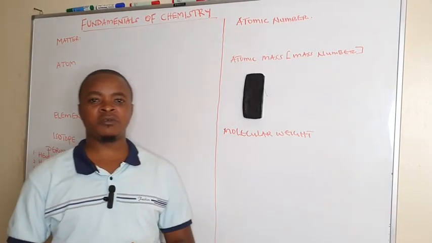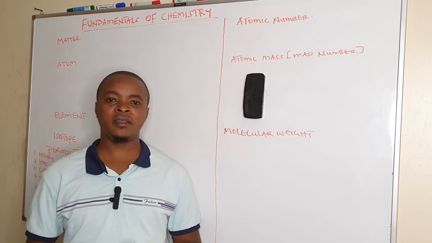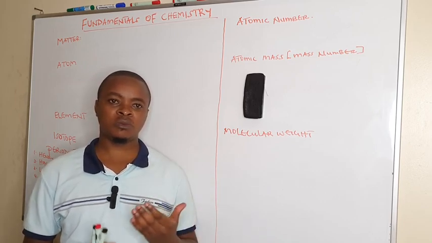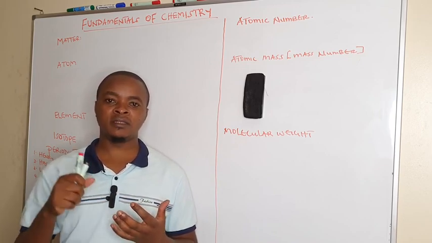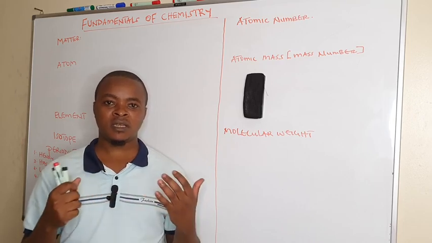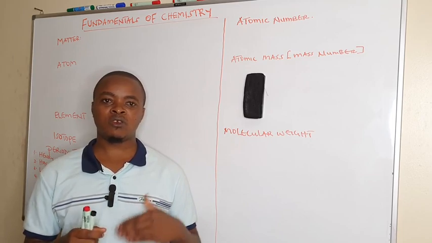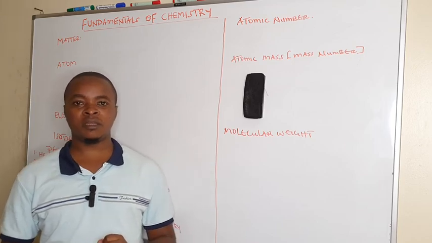In this lecture today, we want to look at fundamentals of chemistry. We want to see how chemistry is viewed from a matter to an atom, then an element, compound, and we shall look at different definitions and structures. Then we are going to look briefly at the first 20 elements of the periodic table.